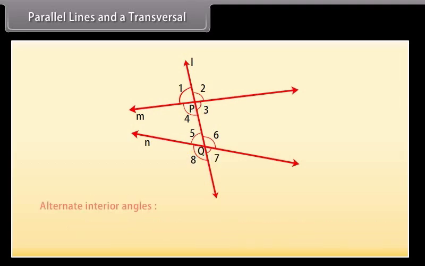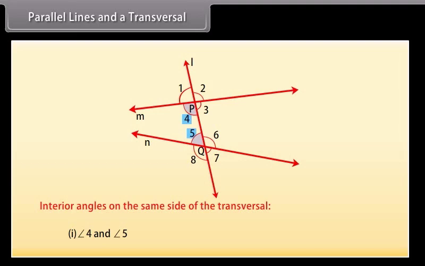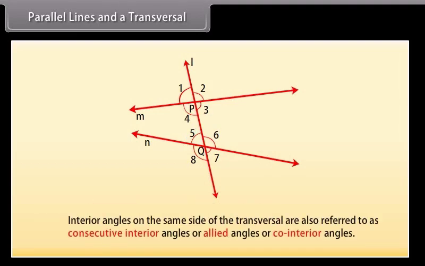Second is alternate interior angles. Those are angle 4 and angle 6, angle 3 and angle 5. Then comes alternate exterior angles, and they are angle 1 and angle 7, angle 2 and angle 8. Next is interior angles on the same side of the transversal. These are angle 4 and angle 5, angle 3 and angle 6. Interior angles on the same side of the transversal are also referred to as consecutive interior angles or allied angles or co-interior angles.